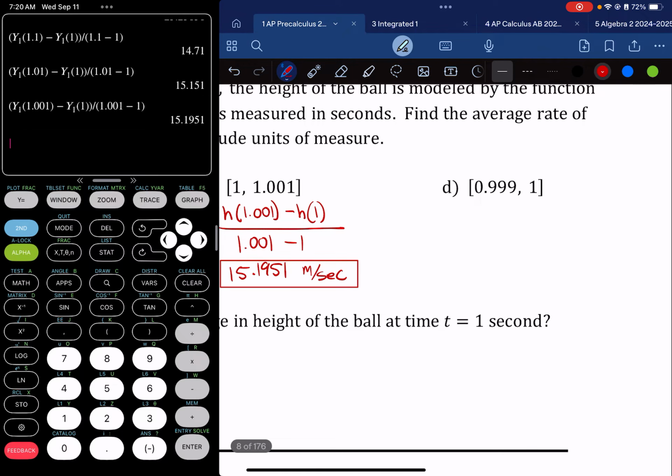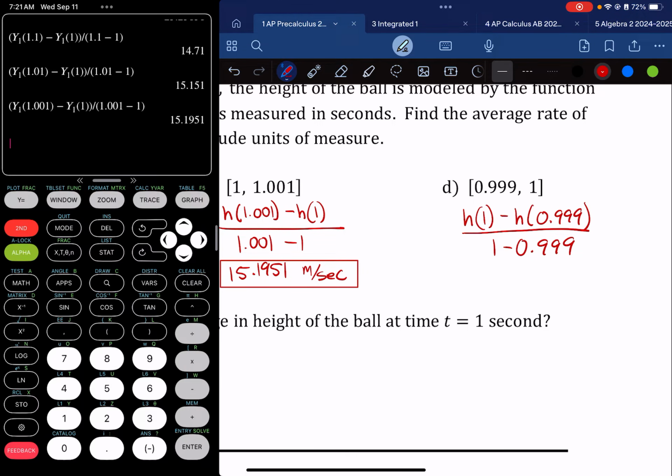And then finally, we have to do this one. So now the rightmost point used to be 1.001. Now the rightmost point is 1. So I'm going to say h of that rightmost point minus h of the leftmost point, 0.999, which again is really, really close. Kind of like this one, it's 0.001 away from 1. And then this is all going to be divided by 1 minus that 0.999. All right, type it in the calculator.